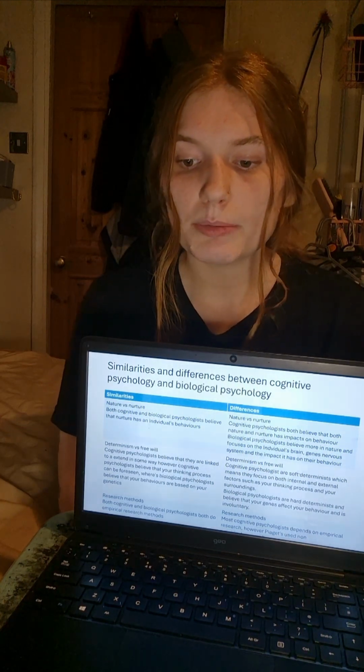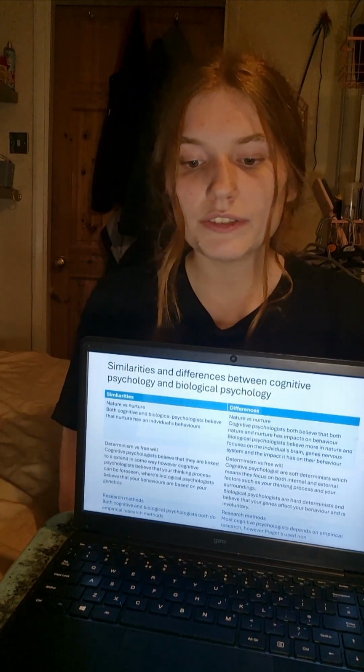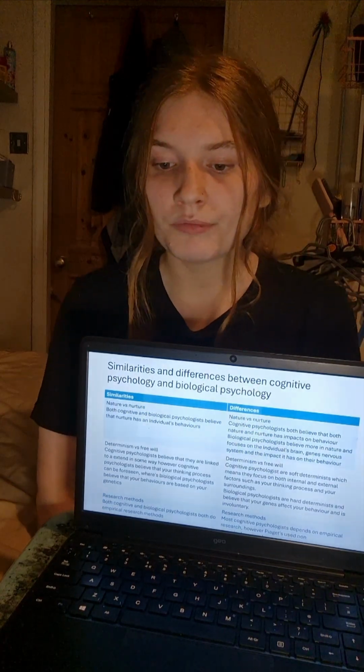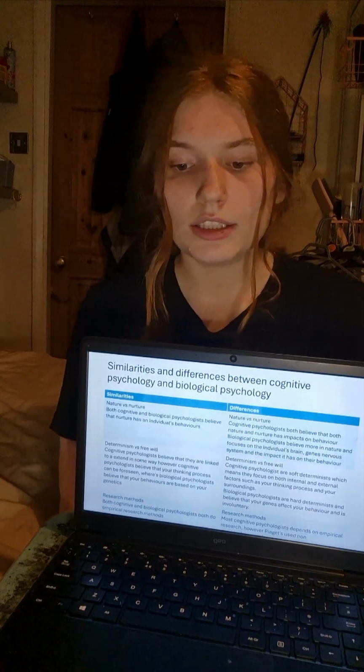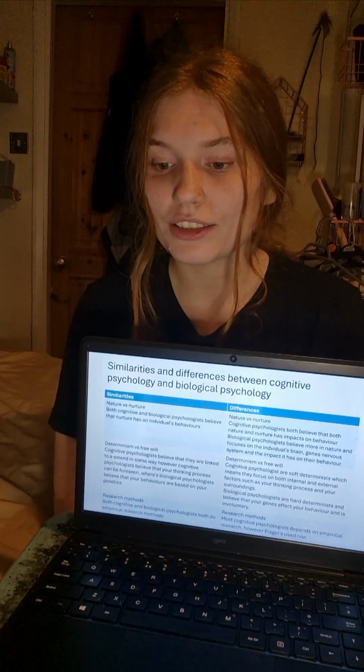Cognitive psychologists believe that they are linked to an extent in some way. However, cognitive psychologists believe that your thinking process can be foreseen, whereas biological psychologists believe that your behaviours are based on your genetics.